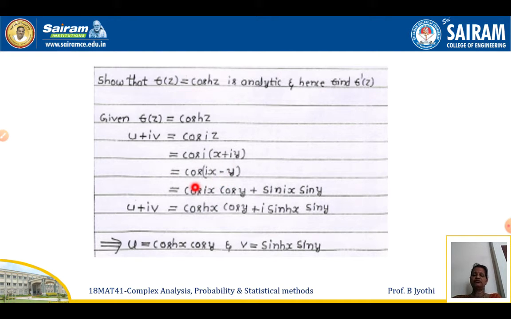By using the formula for cos of a minus b, which is cos a cos b plus sin a sin b, we get cos of ix is cos of ix cos y plus sin of ix into sin y. Again, replacing back, cos of ix can be replaced with cos hx, cos y remains the same, sin of ix is replaced with i sin hx into sin y. So we are getting the real part and the imaginary part segregated, where u is equal to cos hx cos y, v is equal to sin hx into sin y. So we got the u and v segregated.